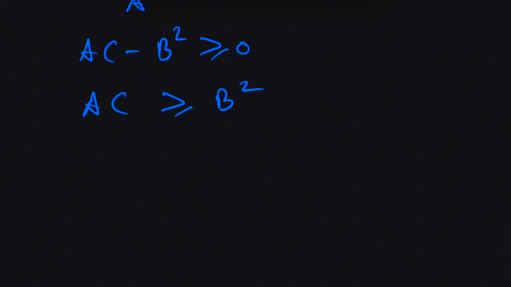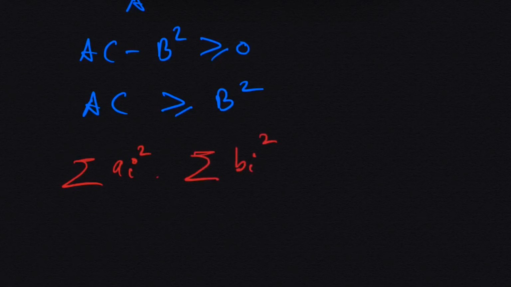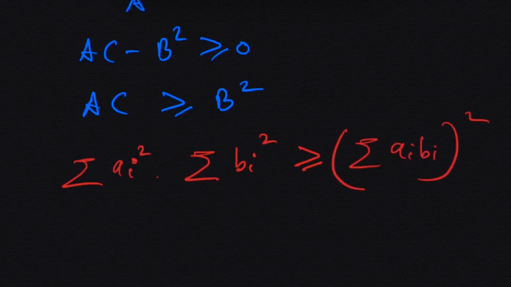Now if we substitute the respective values, A is summation ai square, C is summation bi square, and B is summation ai bi, and it is a whole square. All with i varying from 1 to n. So the first part is proved.